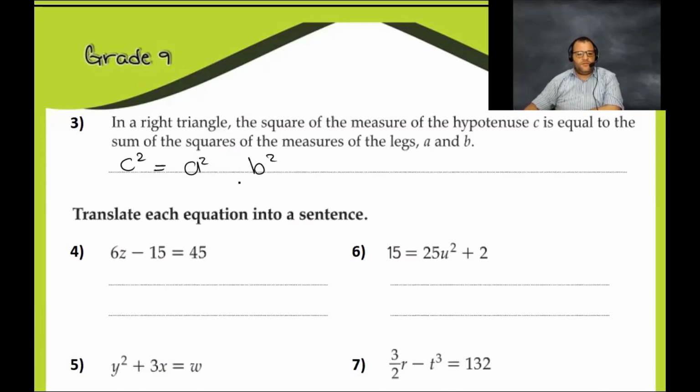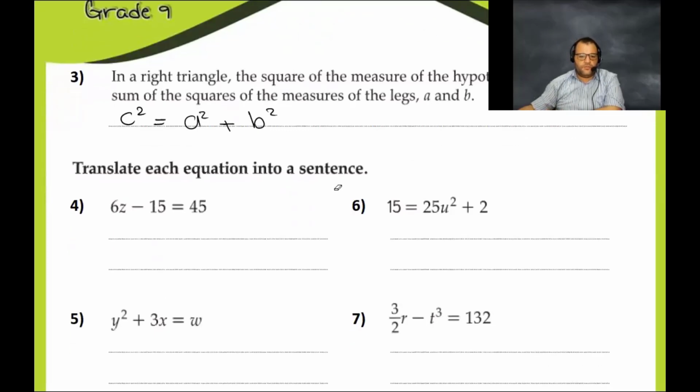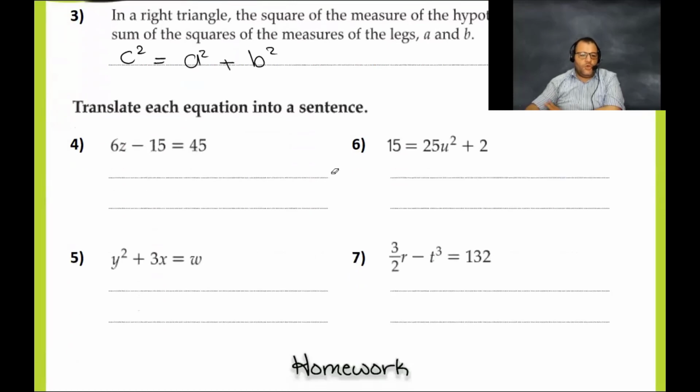Sir, why is the C squared? Because of the square. Read the question, please. Okay, sorry. Now the inverse. I'll give you the equation, and I need you to translate it into a sentence. Isn't that the Pythagorean theorem? Yes, number C, Pythagorean. So we need to translate this one into a sentence.